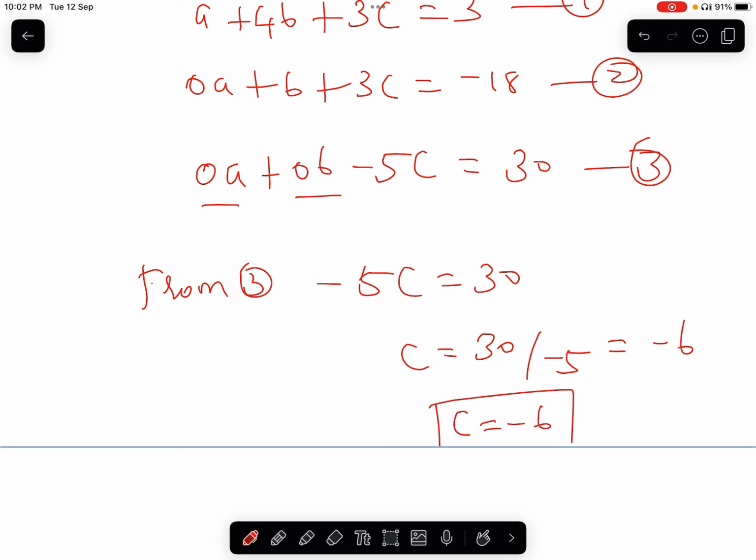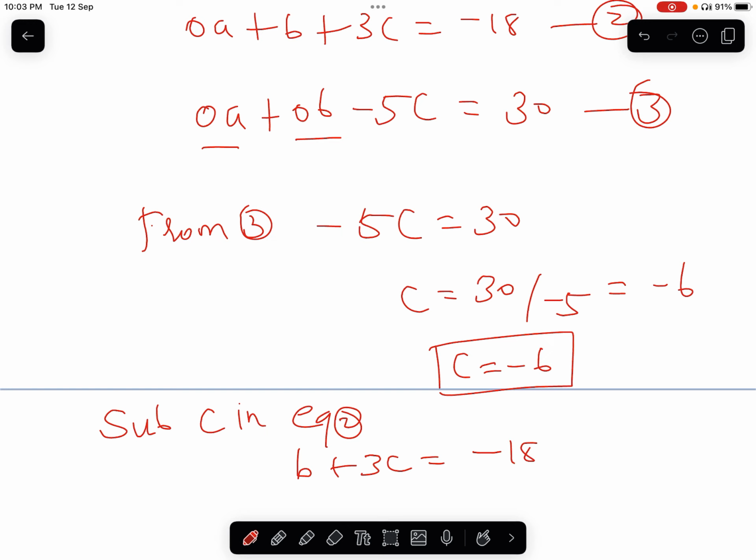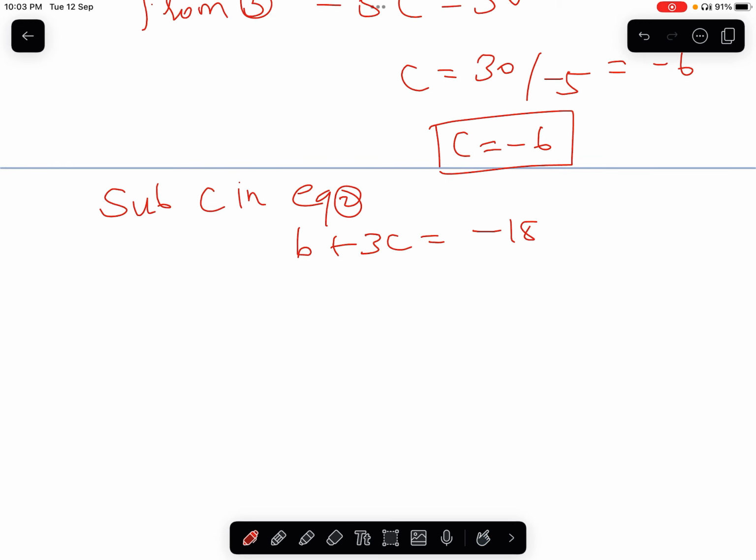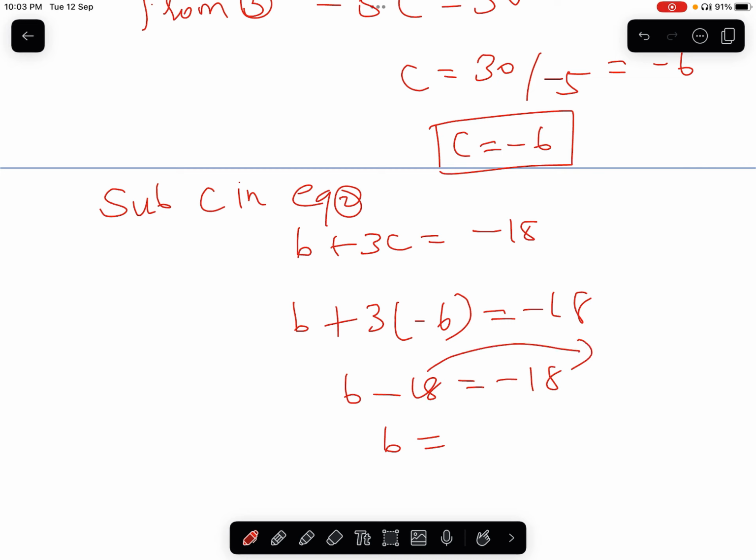Substituting C in equation 2, we get B plus 3C is equal to minus 18. So B plus 3 times minus 6 is equal to minus 18. So B minus 18 is equal to minus 18. Therefore B is equal to, taking the minus 18 to the right side, it becomes plus 18. So minus 18 plus 18 is equal to 0. Therefore B is equal to 0.